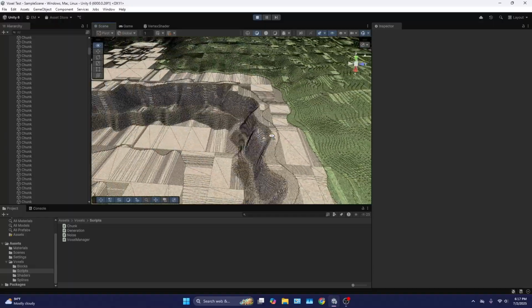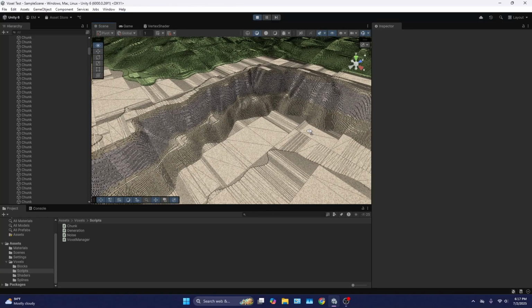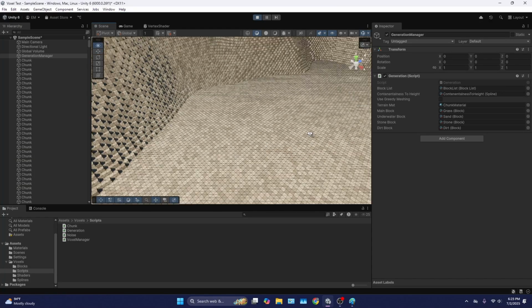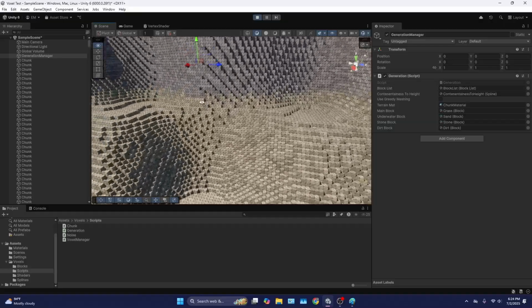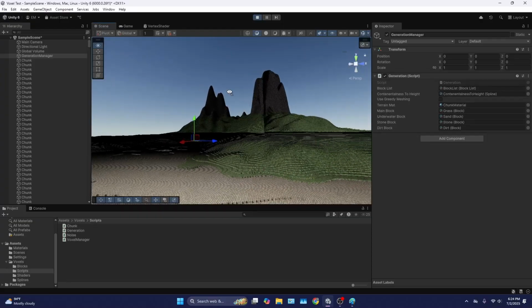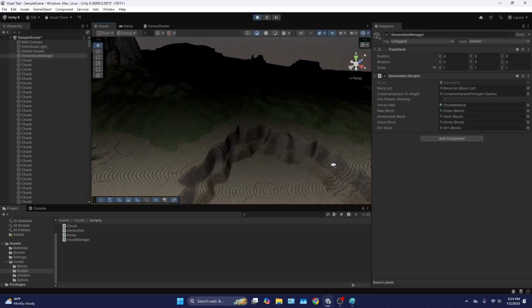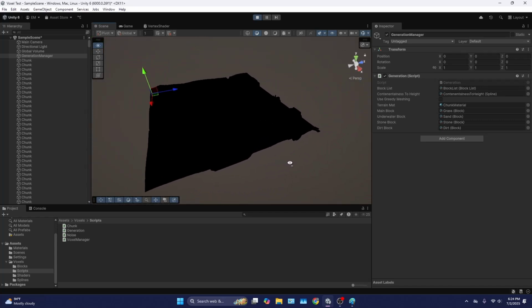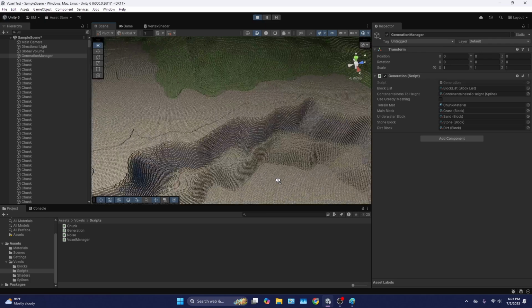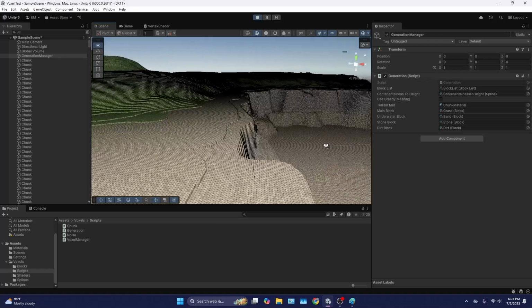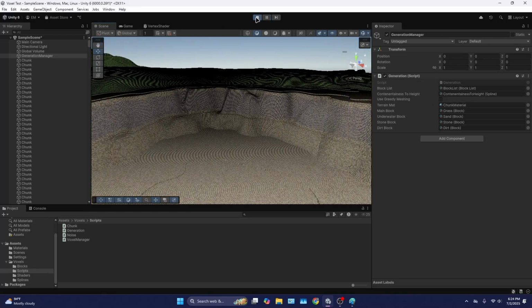Here's a side-by-side comparison of what it looks like with greedy meshing, and this is what it looks like without greedy meshing. As you can see, there's a lot of vertices that we don't need. So greedy meshing really optimizes things a lot. When we zoom out, the whole mesh becomes black because there are so many vertices. And vertices are bad because it takes a lot of time to compute them and everything. So that's where we use greedy meshing.